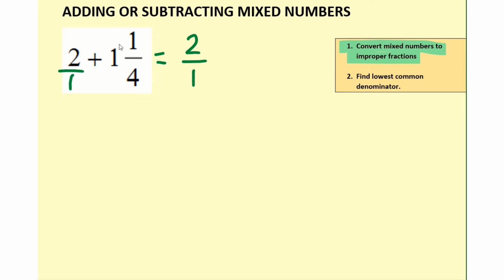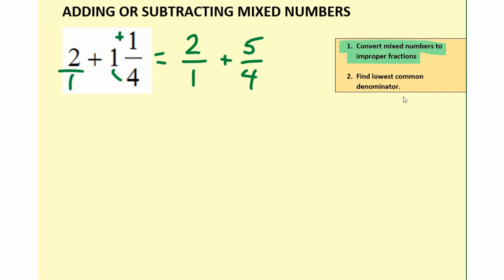So now we're going to look at the mixed number and convert it into its improper fraction version. We're going to say 1 times 4 is 4 plus the 1 makes 5. So it's going to be plus 5 over the same denominator of 4. So I've now converted my mixed numbers into improper fractions.